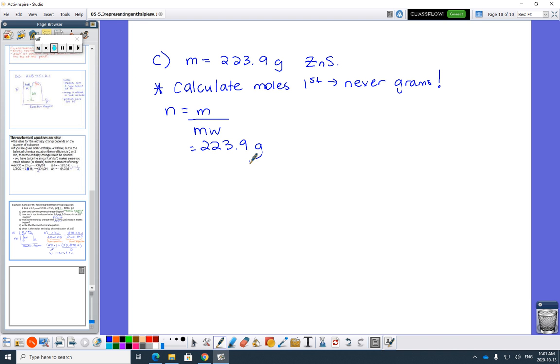You can trust me, if you would like, the molar mass of zinc sulfide is 97.45. Zinc is 65.39, sulfur's 32.06. You just add them together. So when you write the quiz or the test, you're going to get a periodic table and any other reference materials that you need, okay?